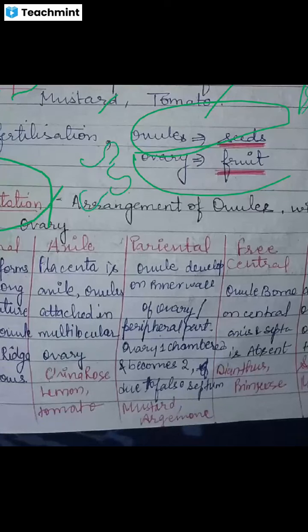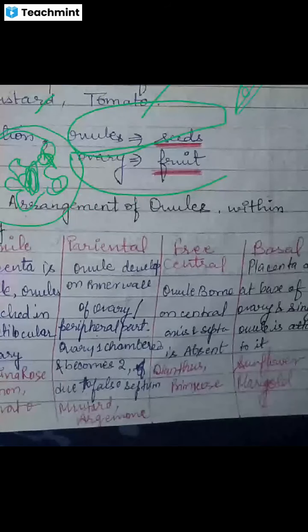ये बीच में बनेगा और the hole यहाँ placenta होगा and ये सारे ovules होंगे. ठीक है. China rose, lemon and tomato. Parietal placenta develops on the inner wall of the ovary or the peripheral part. Ovary is one chambered but becomes two due to the false septum. Example is mustard and argemone.